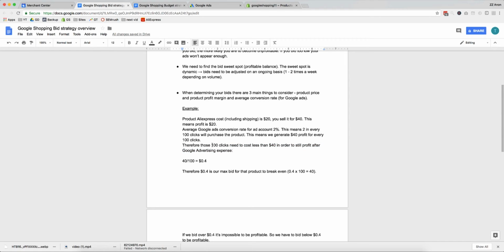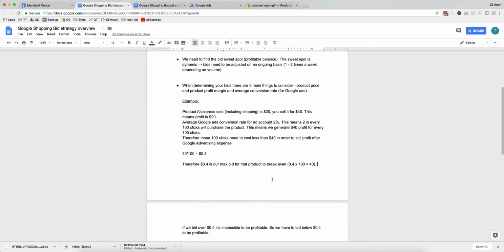So we need to work out what's the maximum cost per click that we can pay. To do that, you just divide $40 by 100 clicks, and that gives us 40 cents. So 40 cents is our max bid for that product to break even. So if we set our bid for that product at 40 cents, we're not going to make any profit, we're not going to make any loss, we're just going to break even.